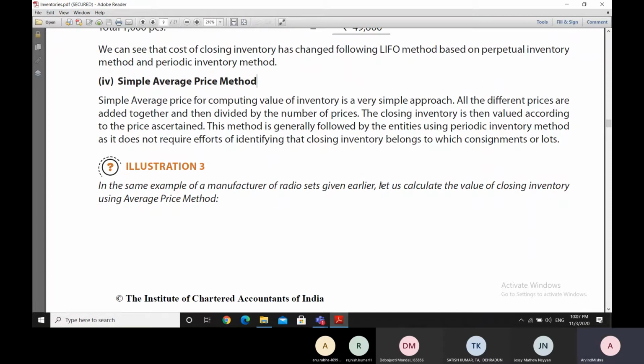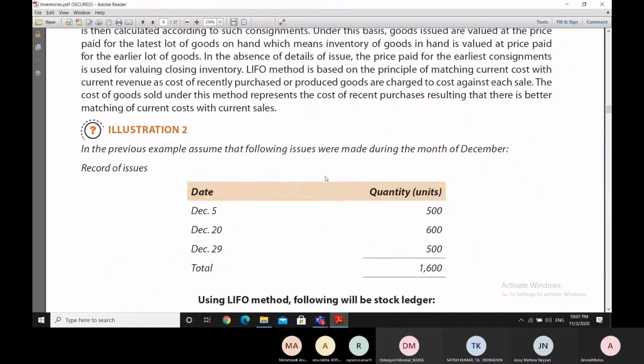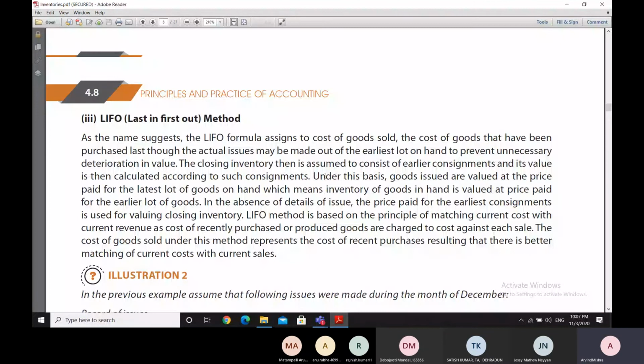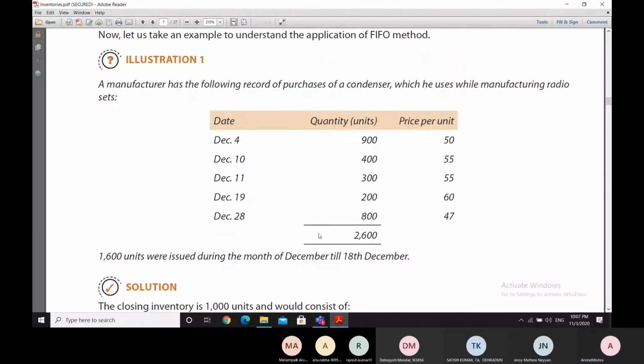In the example of a manufacturer of radio sets, which we have seen earlier, let us calculate the value of closing inventory using the average price method. So we'll go back to look at that example of the radio sets. Here it is. A manufacturer purchases the condenser which he uses while manufacturing the radio set. And he has purchased the condenser on these dates. The quantity and the price is also mentioned.